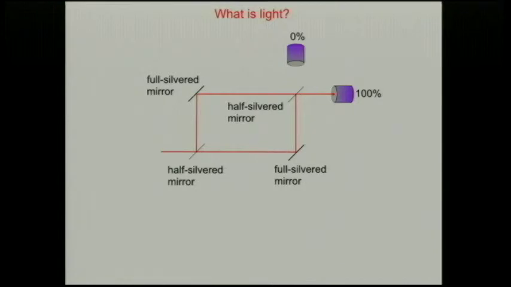So this you can do in the lab. You can send a single photon in here. It's got 50% chance of going one way or the other here. You'd say it's got 50% chance of going one way or the other here. So on average, you'd expect half of them to end up there and half here. In fact, in the experiment, they can always end up here.